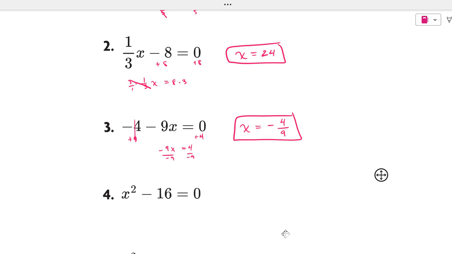Here let's add 16. There's a few ways we can do this one because we see it's quadratic, but since x squared is the only x I see, I don't see like an x squared plus x or something, I'm going to add 16 first. So I get x squared equals 16.